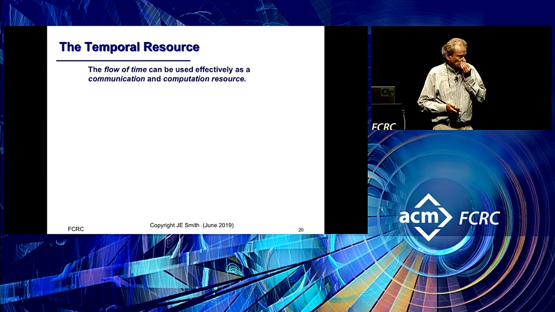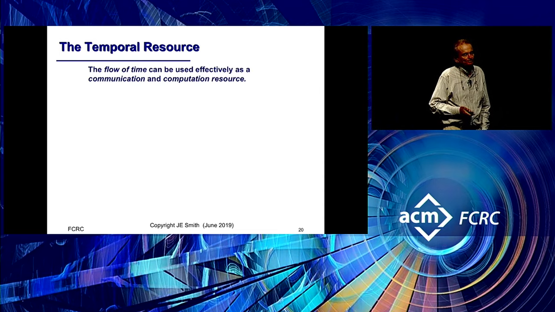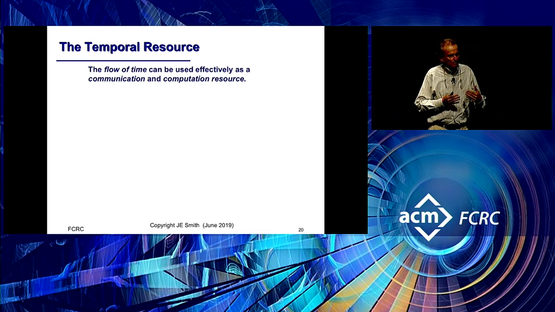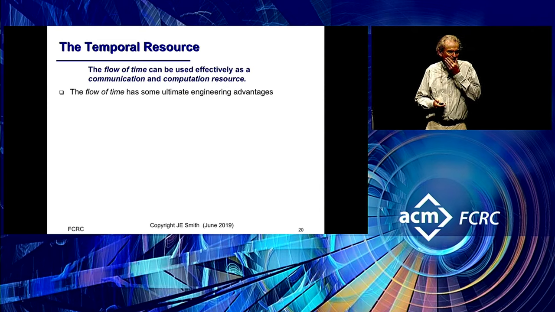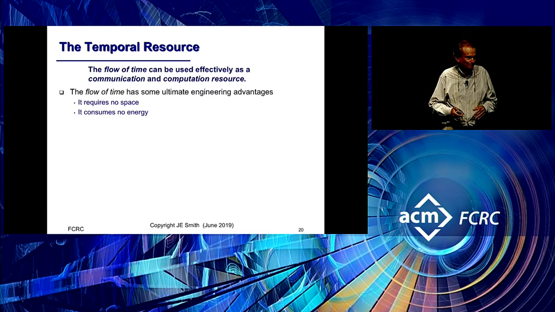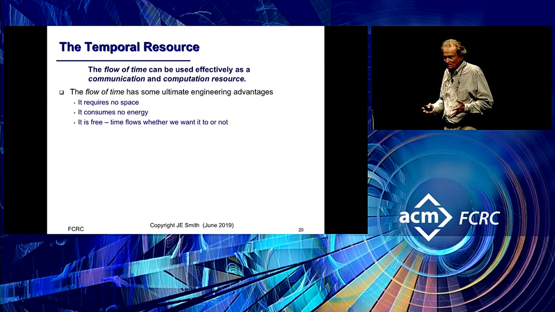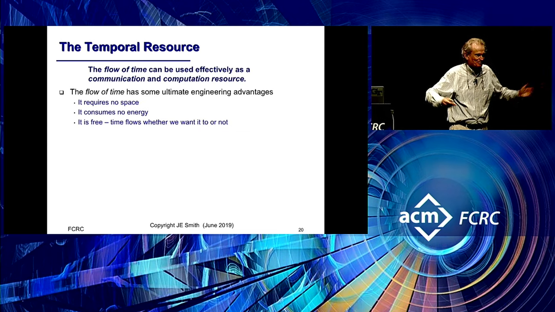Now, a key point here is that in this kind of model, where we're using time differences to mark out values, the flow of time can be used as a communication and computation resource. And from an engineering perspective, the flow of time has ultimate advantages. Time requires no space. It consumes no energy. And the flow of time is free. It flows all the time, whether you want it to or not. You can kind of feel it, right? It's flowing.